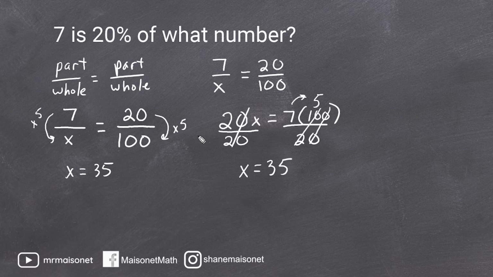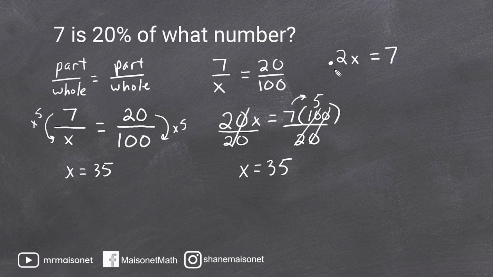Now, another way that we can solve this problem is by setting up an equation. We can take 20% and convert that into its decimal equivalent, which is 0.2. Multiplying that by whatever total or whole amount we have, which we'll call x for now, will be equal to 7. So this is another way of saying that 20% of some number is equal to 7.